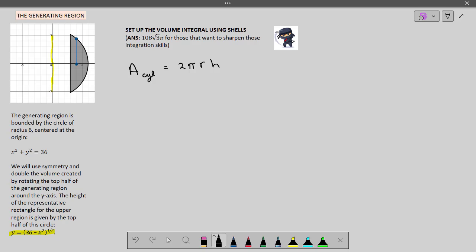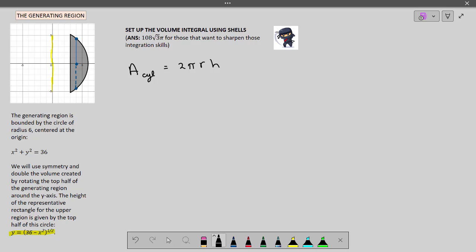You could think of this doubling as extending this element all the way down to here so that you're rotating complete elements all the way around. Or you could think of the doubling as literally finding the upper volume and then multiplying by 2 to include the lower volume. So you can think of it in either way. But we're going to need to double.